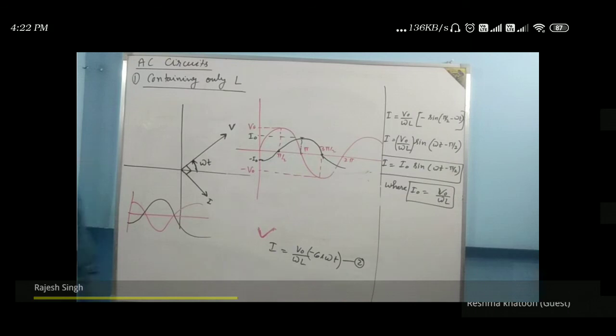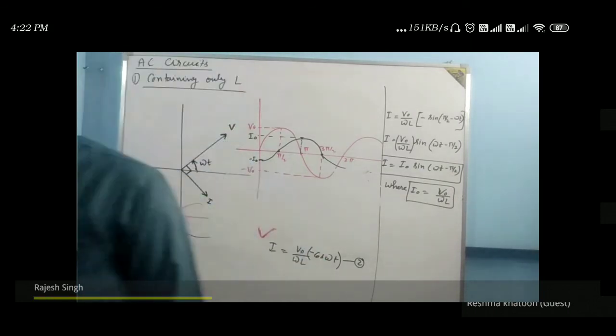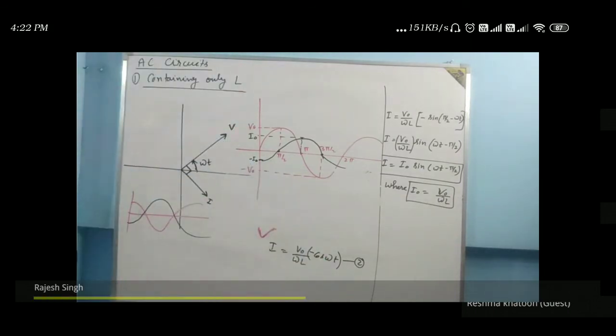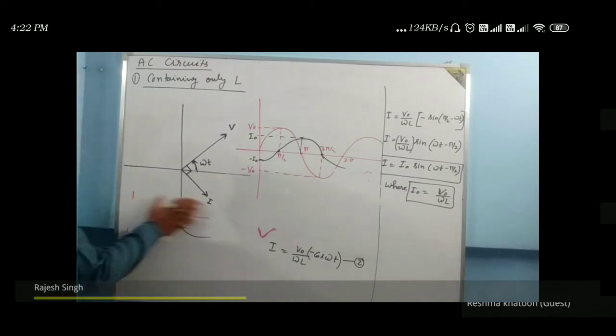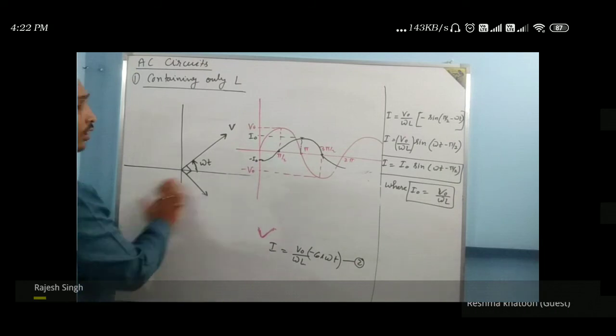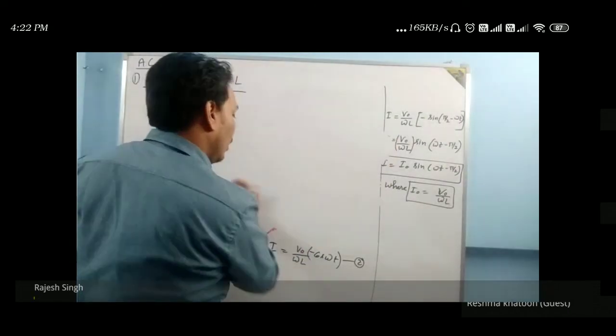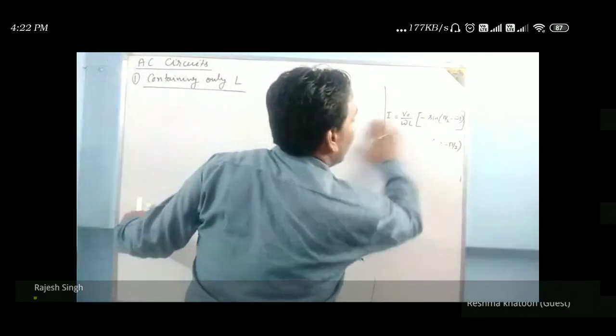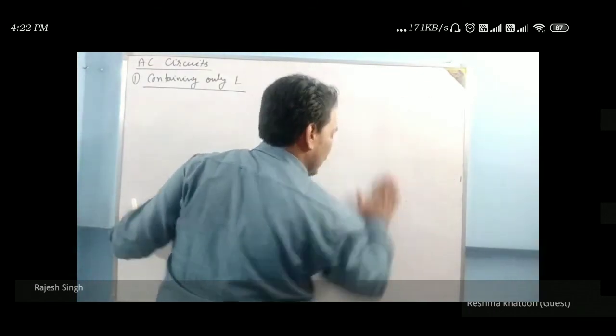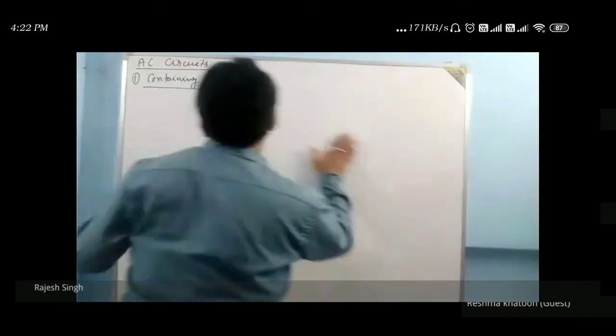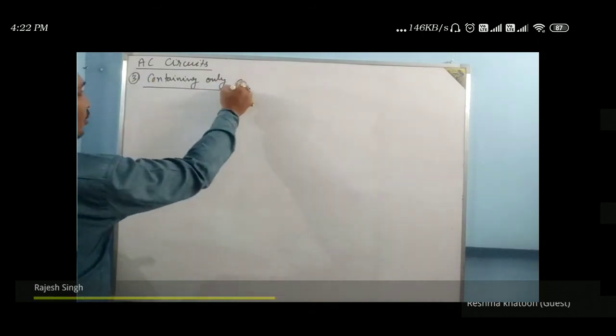Okay. Now, shall we move ahead? Shall we do the third circuit, circuit containing only C? From tomorrow we will do the combination one, not capacitor. Capacitor we are doing right now. I am removing all this. The third circuit we are going to do is circuit 3, containing only C.